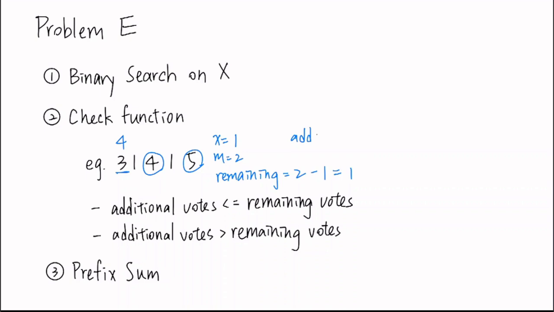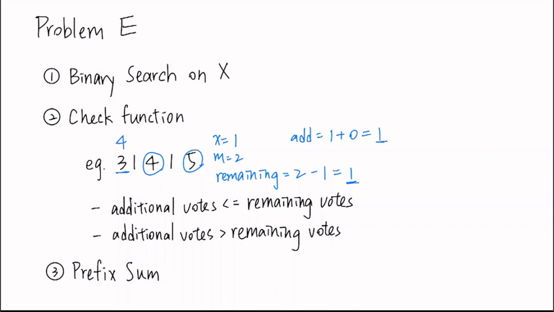And so for candidate 3, they would need another additional 1, and candidate 5 is already 5, so they will only need 0, and the result is 1. And so in the check function, we can check if the number of additional votes that we need is less than or equal to the remaining votes. So in this case, we have a remaining vote of 1 and the additional vote of 1.